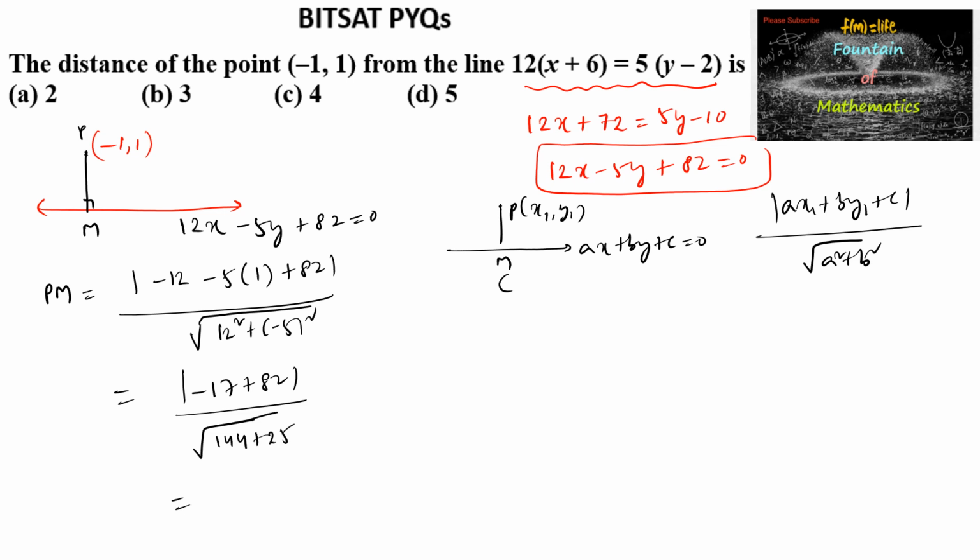So 82 minus 17 is 65. 65 divided by root of 169, that is 13. So this is root of 169, which is 13. So 13 5 times we can cancel. So the perpendicular distance from the point minus 1 comma 1 upon this line is 5 units. So which is option D.